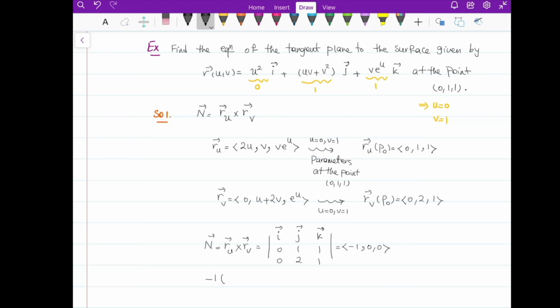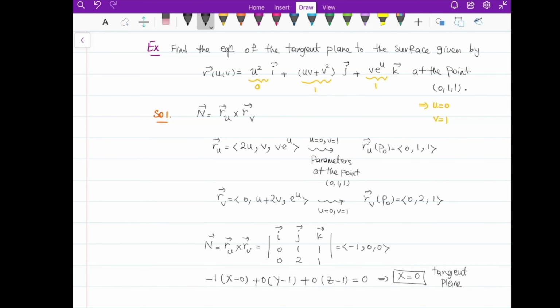So the normal vector dotted with x minus the first coordinate of the point, plus 0 times y minus the second coordinate of the point, minus 1, plus 0 times z minus the third coordinate of the point, equals 0, meaning that x equals 0. That's the tangent plane.